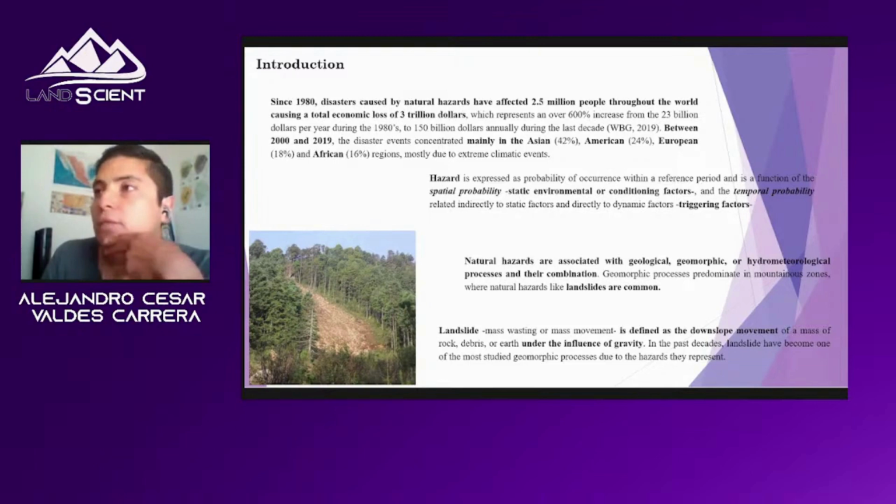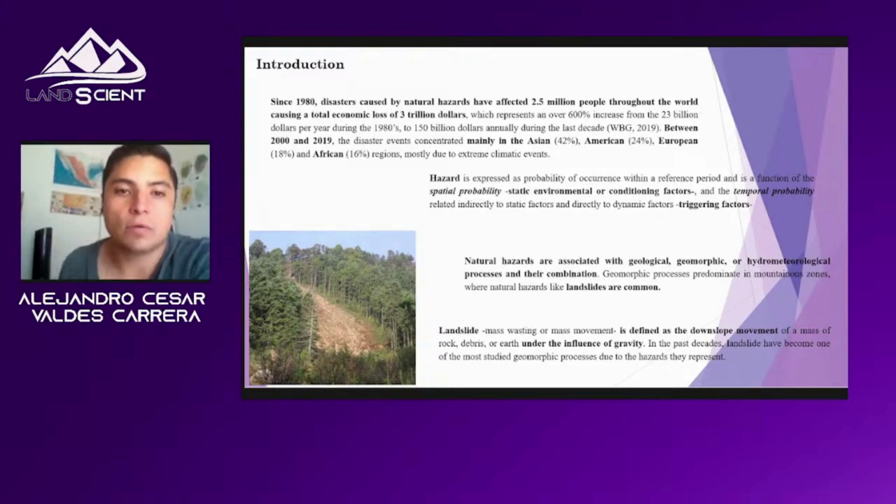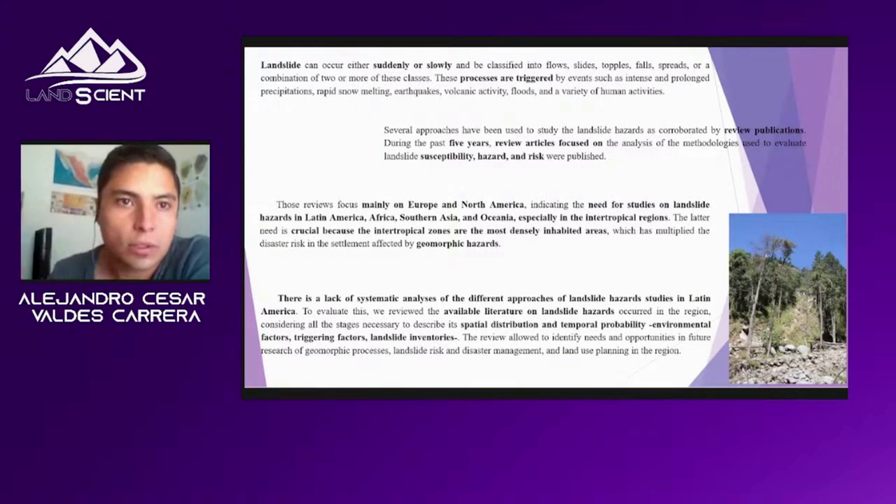These kinds of processes, landslide processes, are common in mountain zones. To understand what a landslide is, a landslide is defined as a downslope movement of a mass of rock, debris, or earth under the influence of gravity. Those processes could be sudden or slow, but sudden landslides commonly have disastrous effects. These processes are triggered mainly by precipitation, but also by earthquakes, rapid snow melting, volcanic activity, floods, and a variety of human activities.